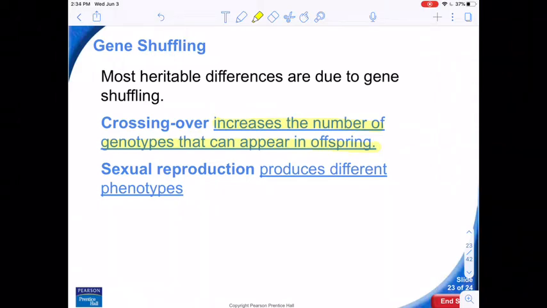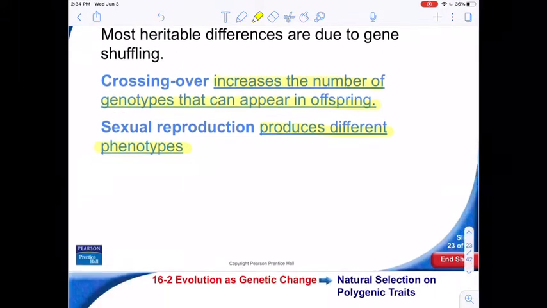Also, sexual reproduction produces different phenotypes than what existed in the parents. If you think about that, you might have some physical traits that you don't see in your mom and you don't see in your dad, but you have them. So it's the combination of genes that now exist uniquely inside of you that gives rise to a completely different phenotype. And that is why sexual reproduction can cause shuffling or changing of genes as well.